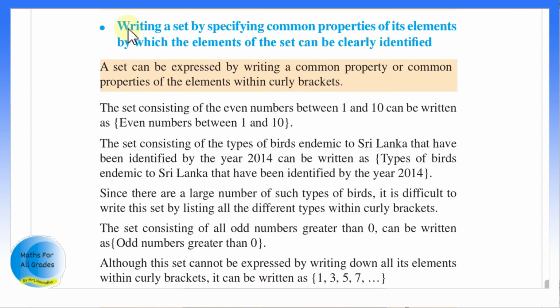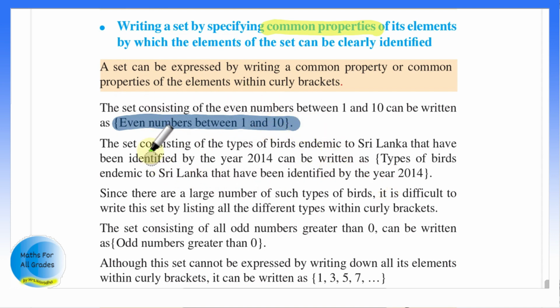Let's read this one. Writing a set by specifying common properties. We discussed this method under the descriptive method. A set can be expressed by writing a common property or common properties of the elements within curly brackets. For example, we can write down the set of even numbers between 1 and 10 like this. So this is the descriptive method.